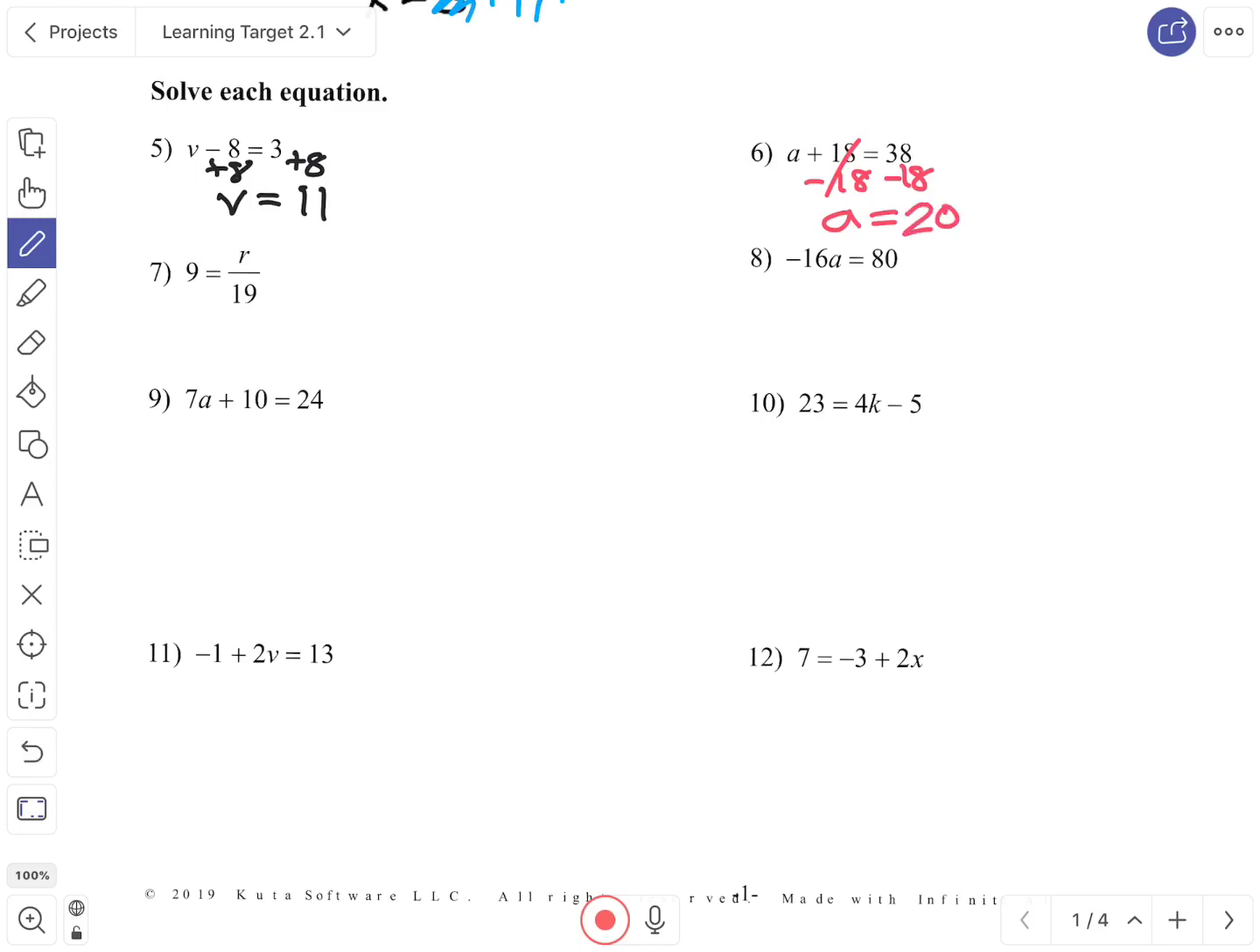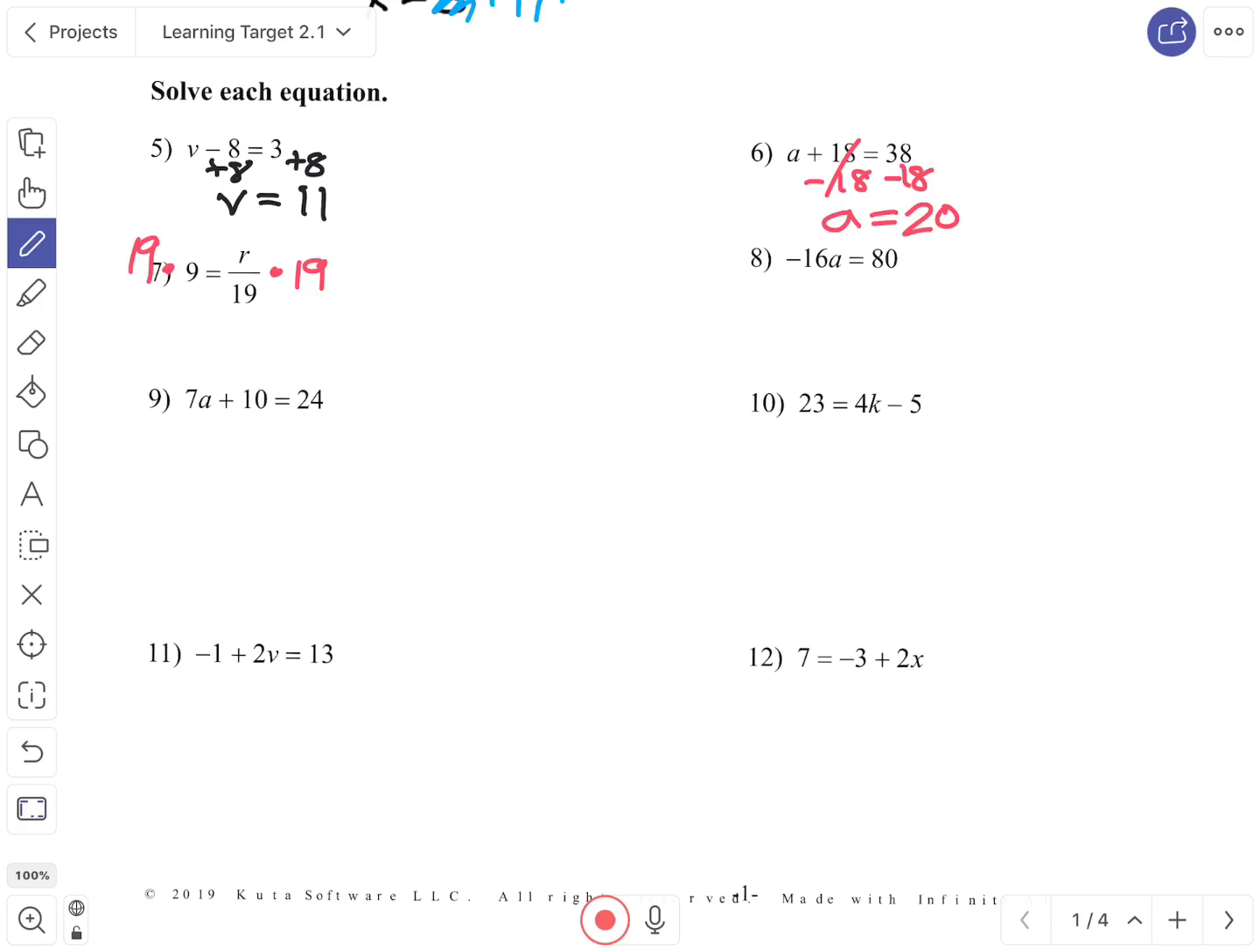Okay, number 7. Now this one has a fraction, which freaks a lot of us out, but that's okay. It's just a fraction, don't worry. It's really r divided by 19, because that's what that fraction bar means. It means divide. So if we're dividing by 19, we need to do the opposite, and multiply by 19. Again, if we do it to one side, we've got to do it to the other side.